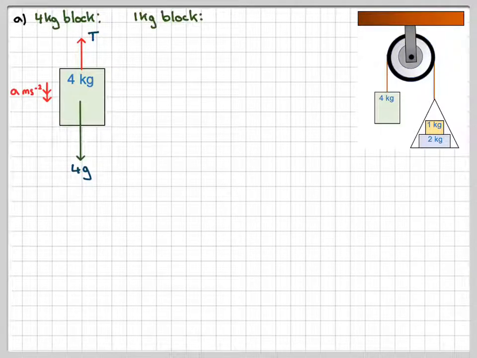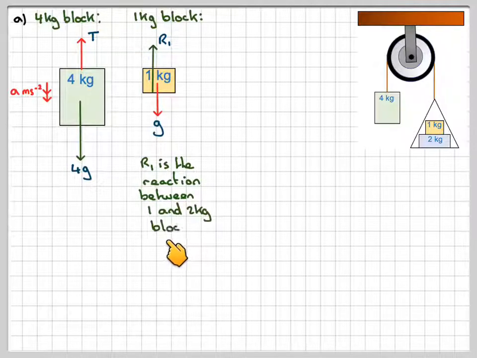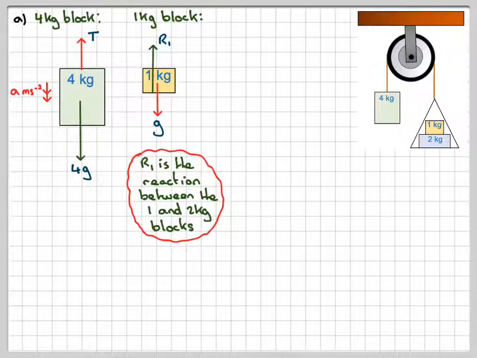For the 1 kilogram block, we're going to have the weight of the block, which is just going to be 1g, which we'll just write as g. And now there will be a reaction between this block resting on this block, which we're going to call R1. R1 is the reaction between the 1 and 2 kilogram blocks. The acceleration will be acting upwards because this one's going downwards. The acceleration here will be upwards.